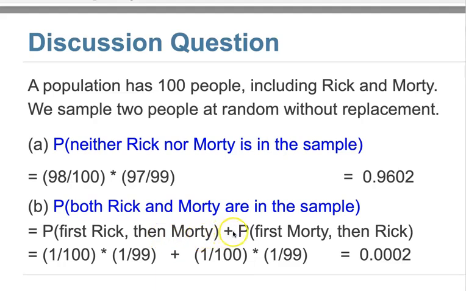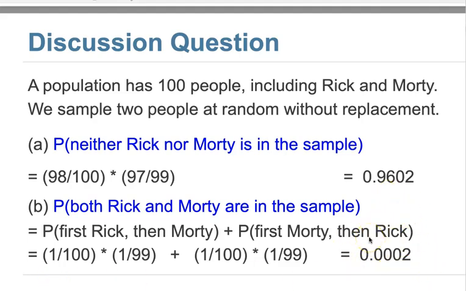Okay, so that's why here, for the second answer, remember, you need to be Rick and Morty, or Morty or Rick. So the first one needs to be Rick. You see only one Rick out of this 100. After Rick is picked, only one person I want to pick because they need to be Morty. Then you only have 99. So the same thing for Morty first and Rick will be 1 out of 100 times 1 out of 99.